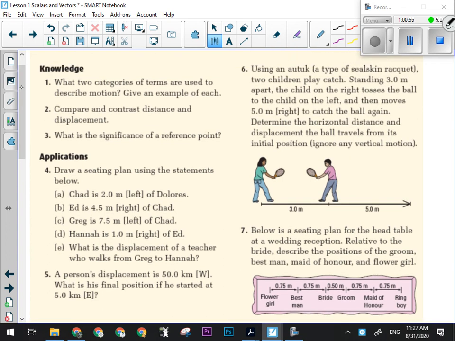All right, see if you can do number 6. So you've got these people playing with these sealskin rackets, which PETA probably wouldn't like very much, but okay. They're playing catch, standing 3 meters apart. The child on the right, so the ball is going to start here, tosses the ball to the child on the left, and then they move 5 meters to the right, so they come over here to catch the ball again. I want you to determine 2 things: what's the total displacement of the ball and the total distance traveled by the ball.